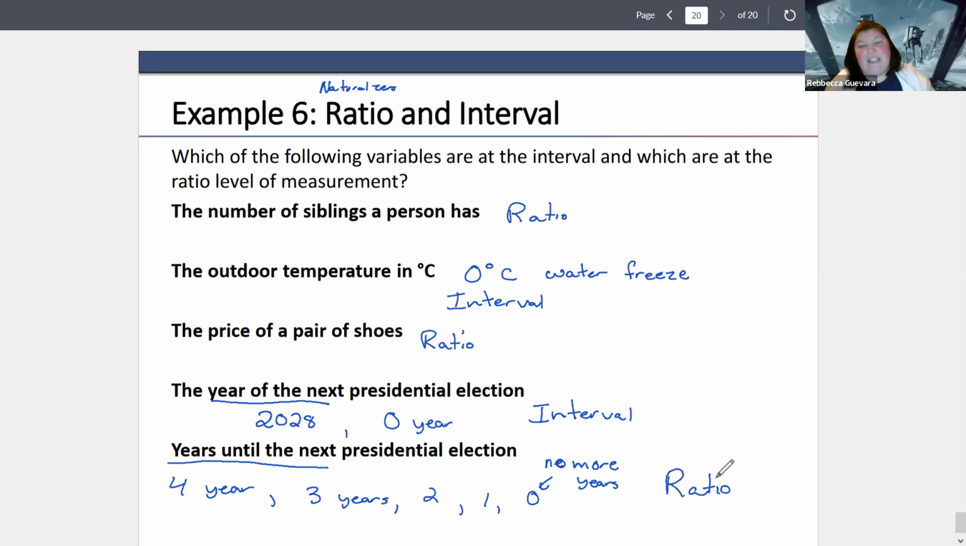So sometimes something like time, depending how you're talking about it, could be a ratio, could be an interval. When you're talking about your time as in years, it is an interval. When you're talking about how long in years it takes for something to happen, that's a ratio.